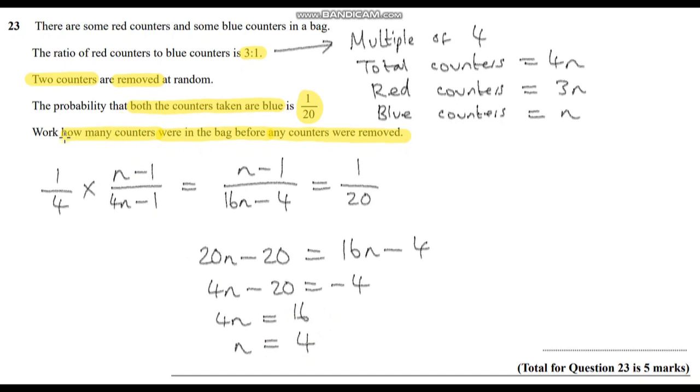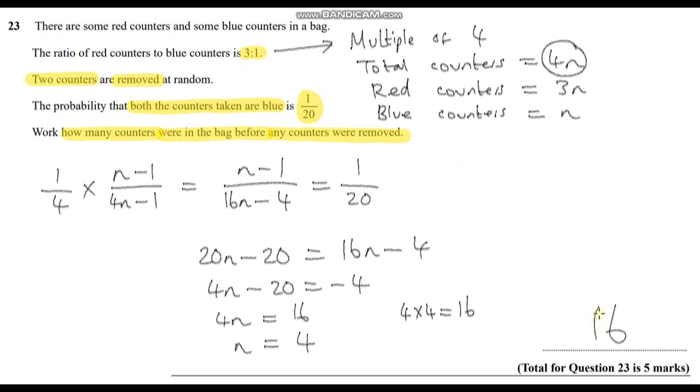The question says work out how many counters were in the bag before any counters were removed. So n equals 4. The total number of counters we said was 4n. So 4 times 4 equals 16. So our answer is 16. And we can double check that. Let's just double check that if there are 16 counters, the probability is 1 over 20.